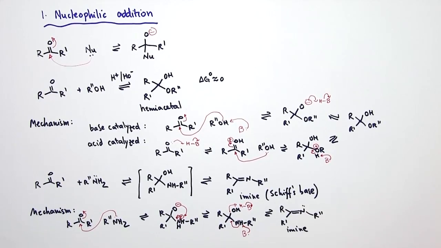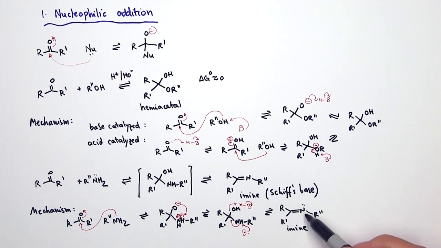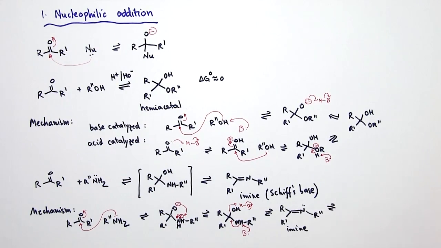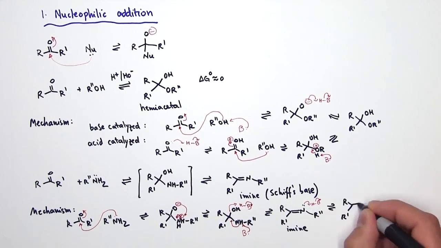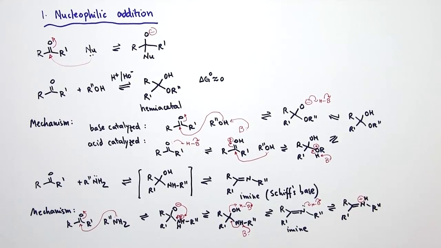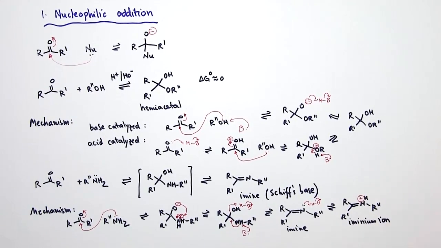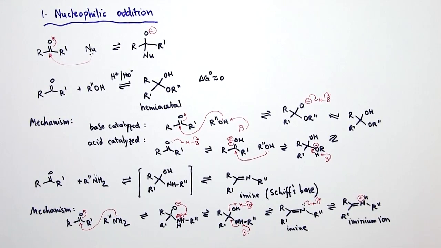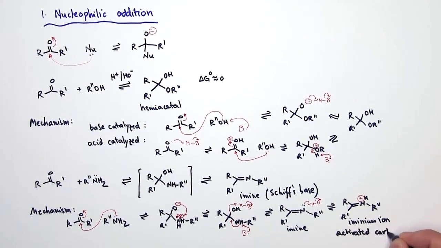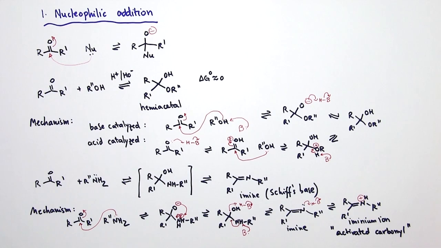And this is the imine. Now notice the imine nitrogen can also be protonated to generate this iminium ion, which, as we will see in other situations, is an activated version of the carbonyl group. From these two examples, we can get some idea of how nucleophilic addition occurs. So let's take a look at what kind of nucleophiles we can add to the carbonyl group.